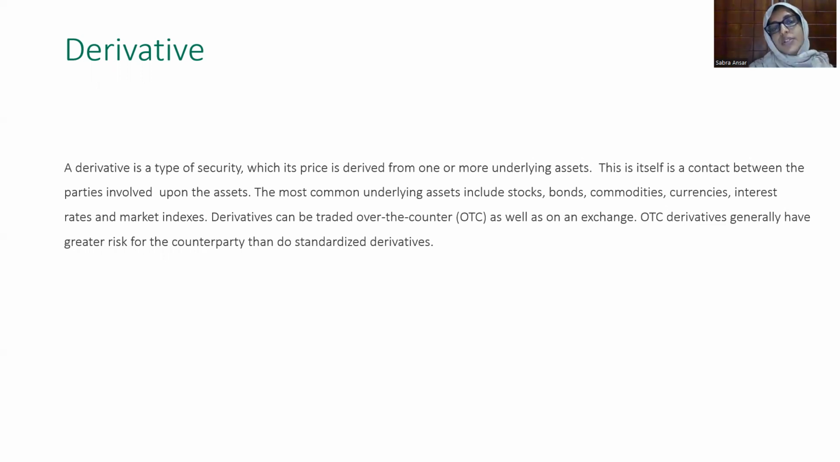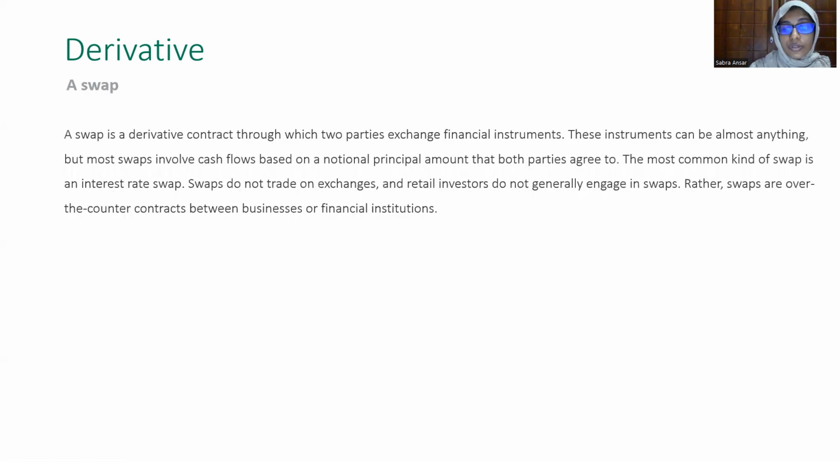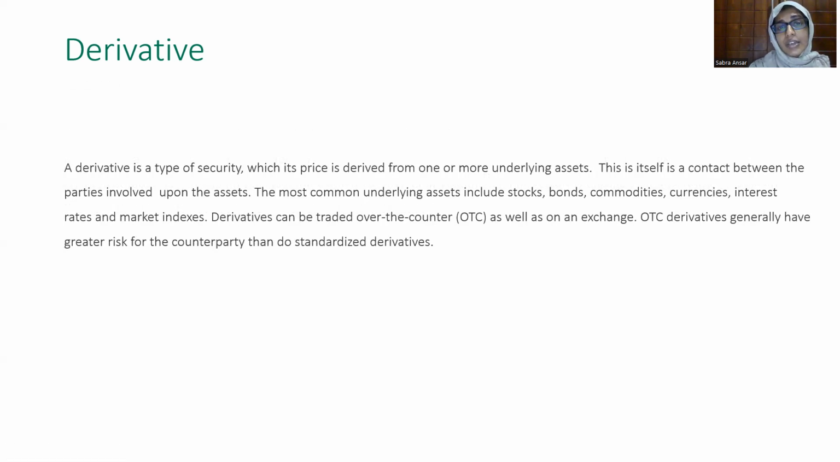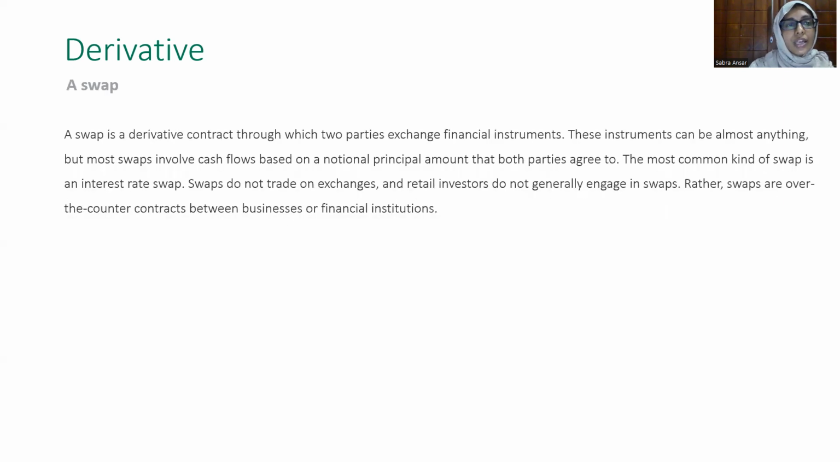So derivatives are generally traded over the counter, or OTC, as well as on exchange. OTC derivatives generally carry a greater risk for the counterparty than standardized derivatives. We are going to try and understand more about these derivatives. Before that, I will be talking about a certain type of derivative, which is a swap.